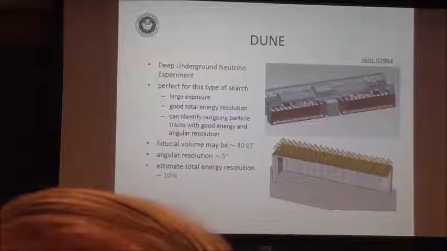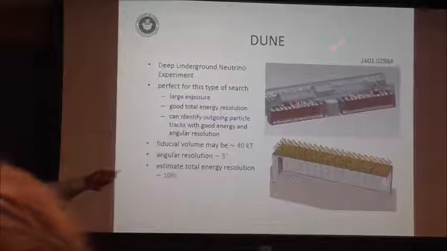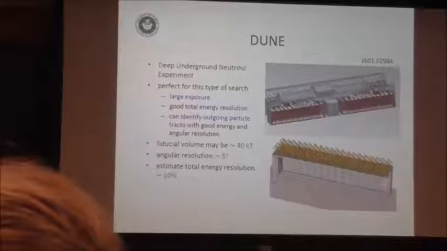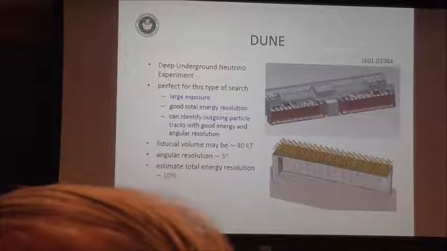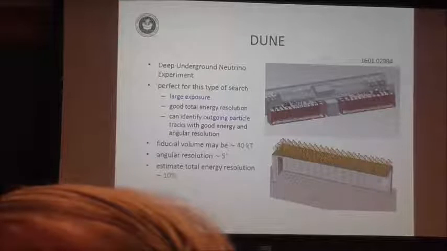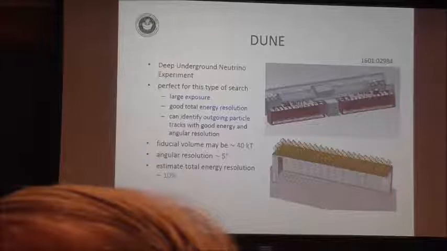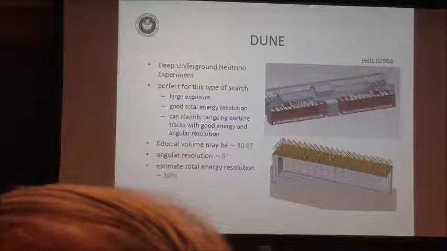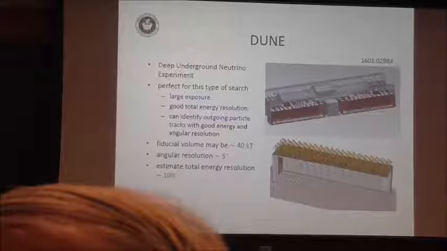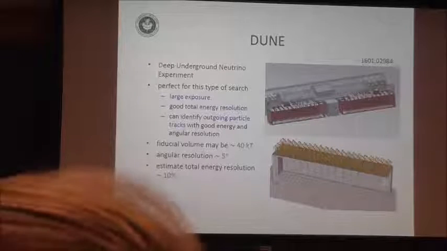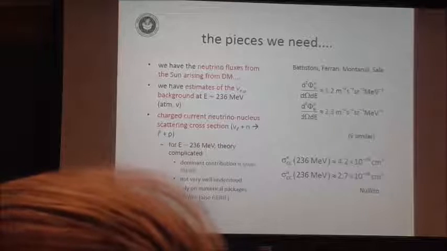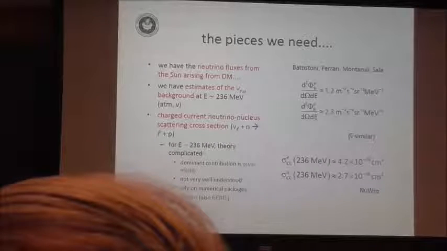And so where we want to look for this is going to be at DUNE, which is really nice for this kind of search. I have two possibilities for the setup for the far detector, which are just from their conceptual design report. The nice thing is that you expect to have a large exposure and good total energy resolution. And important for directionality, you think you can identify the outgoing particle tracks with good energy and angular resolution. Current estimates for the fiducial volume are up to 40 kilotons, split into two different detectors. On identified tracks, the angular resolution could be up to 5 degrees or so, and our estimate for the total energy resolution is maybe 10%. So you have all the pieces you need to do this kind of analysis.